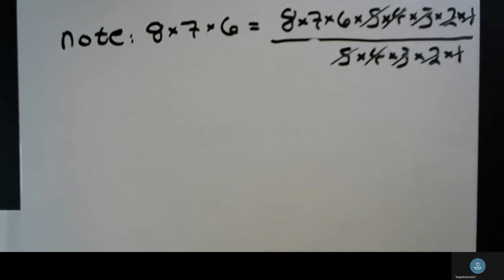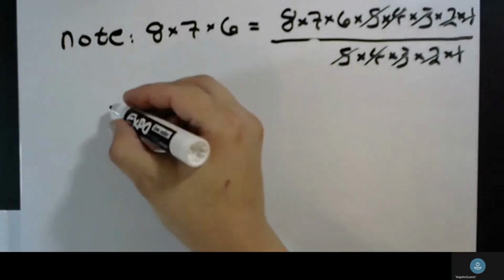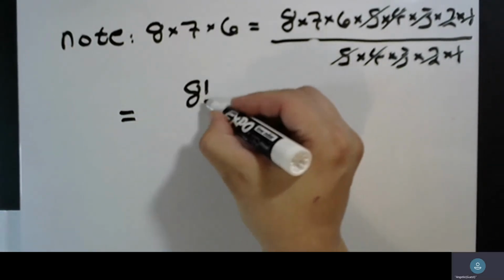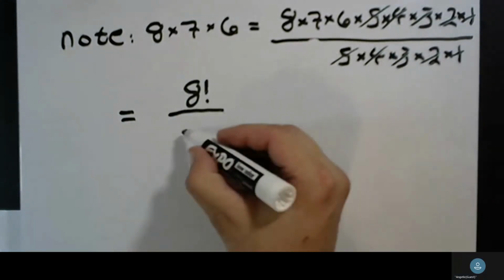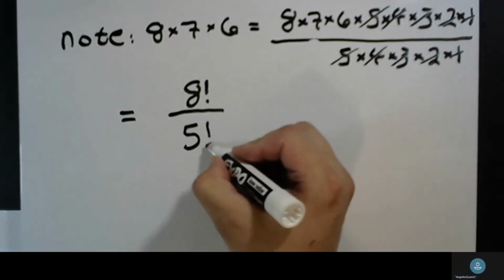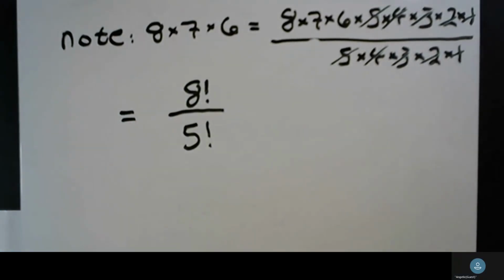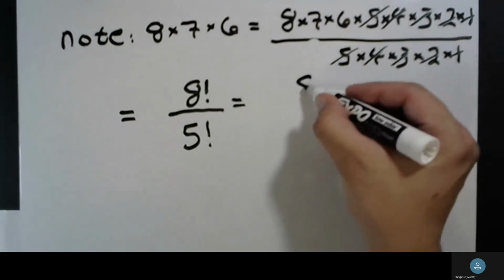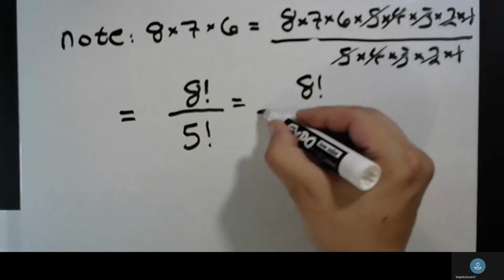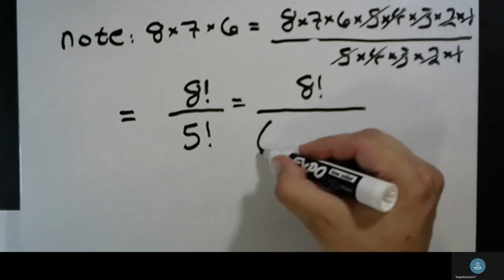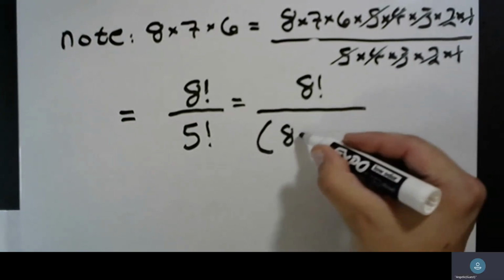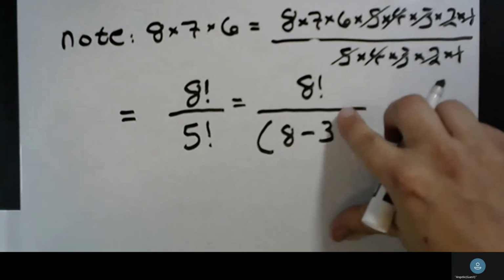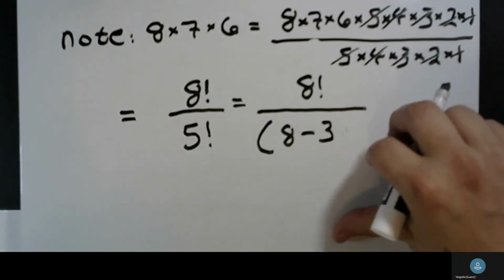So what we can do, we can write this as 8 factorial over 5 factorial. Or we can write this as 8 factorial over 8 minus 3 factorial. Oh, the factorial on the outside.